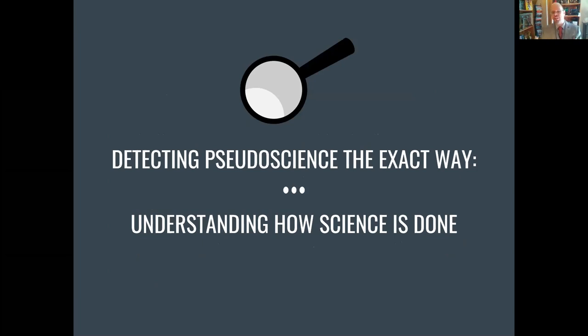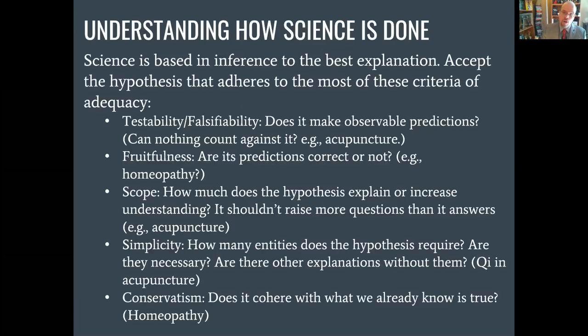The long way essentially is understanding how science is done and being able to recognize good scientific reasoning versus bad scientific reasoning. And then you take something that appears to be pseudoscience or not, and you apply it and you see if it meets the scientific criteria. Now, science is based at its core on inference to the best explanation, a method of reasoning where you take multiple hypotheses and weigh them according to criteria to figure out which one is the best. You accept the hypothesis that adheres to the most of the criteria of adequacy.